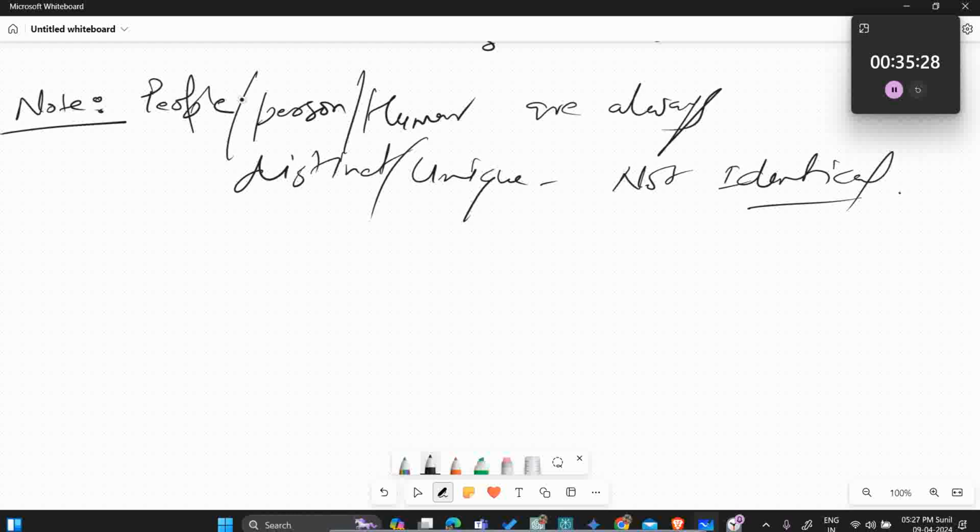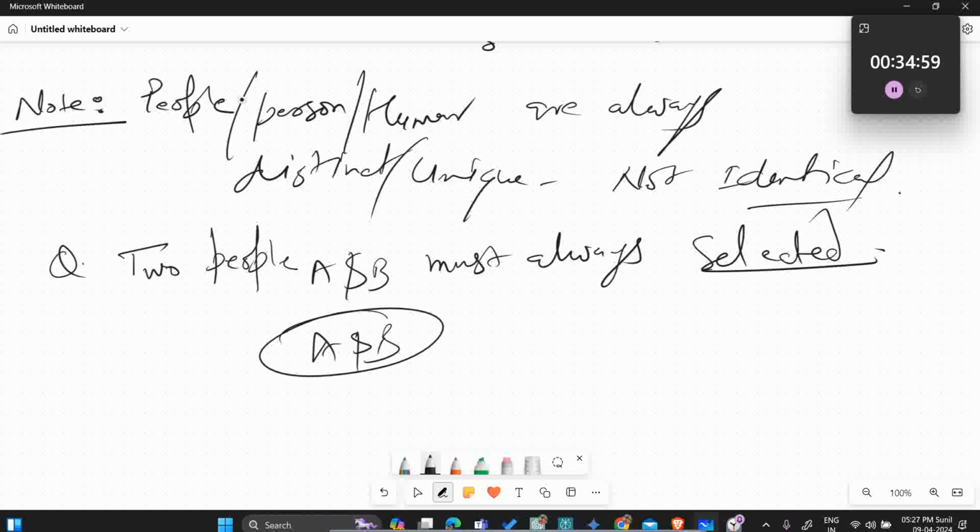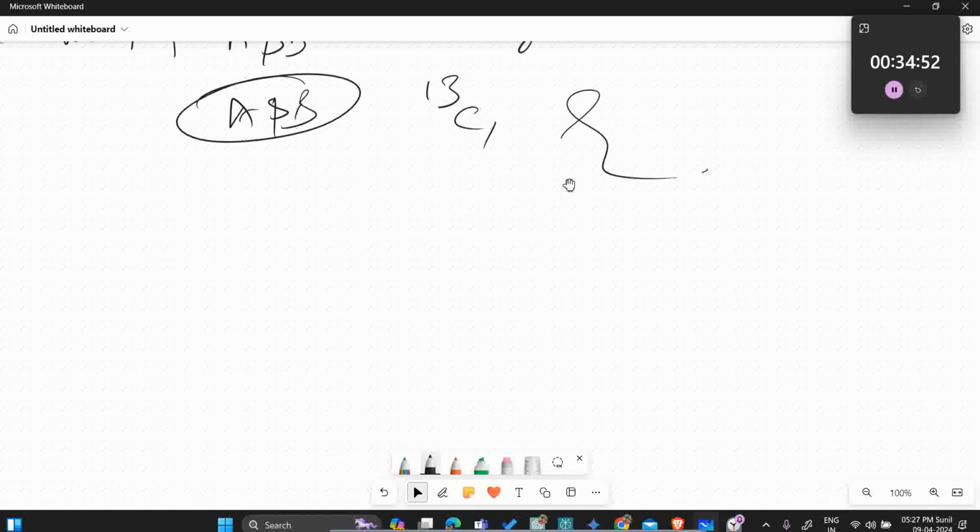Now, A and B must be selected. In the same 15 select 3 question, the modification is that two people, A and B, let's say, must always be selected. So what will the question be? A and B are selected. Now how many people do we have to select? From 13 we have to select only one. This is the question.